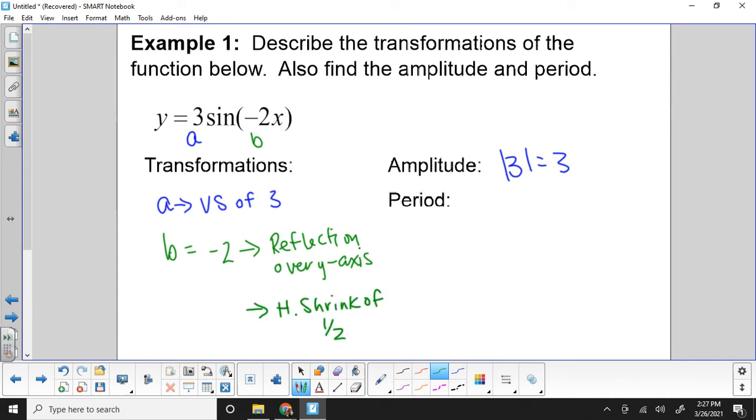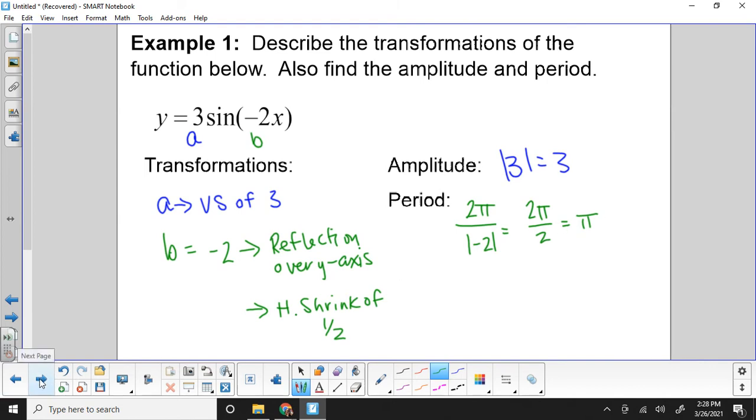This horizontal shrink of 1/2 is going to take our 2 pi period and cut it in half. So to calculate the period of this graph, we take 2 pi divided by the absolute value of -2. 2 pi divided by 2 is pi. That means the time it'll take to complete one cycle is pi units.